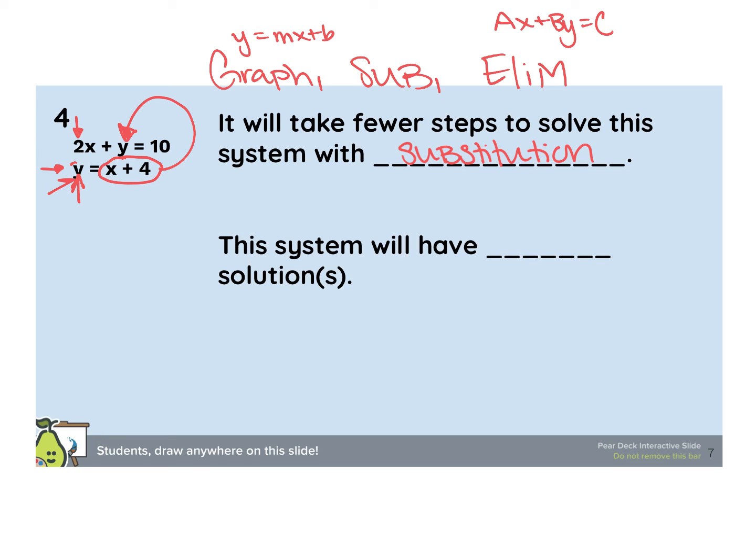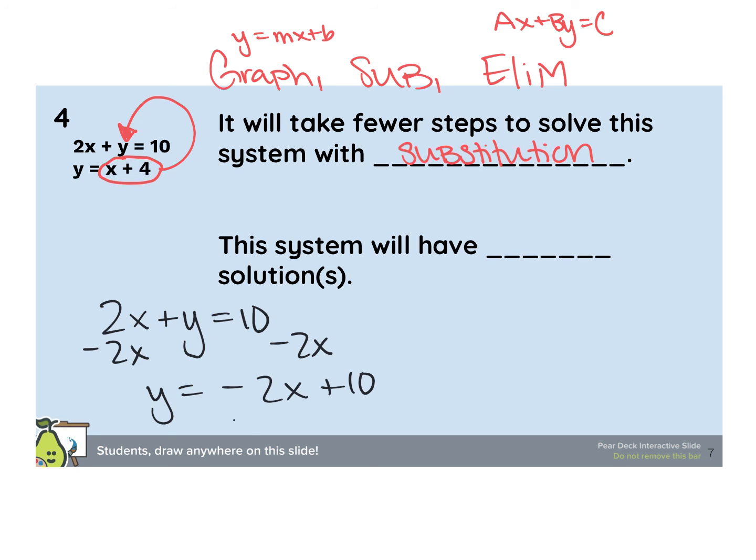So there's that. And then they want to know how many solutions are there. You don't have to solve it, right? Just like in the last question, we're going to take this first equation and we're going to solve for y. Negative 2x plus 10. So here the slope is negative 2, and here the slope is 1. That means there is one solution because the slopes are different. That's it for this one.